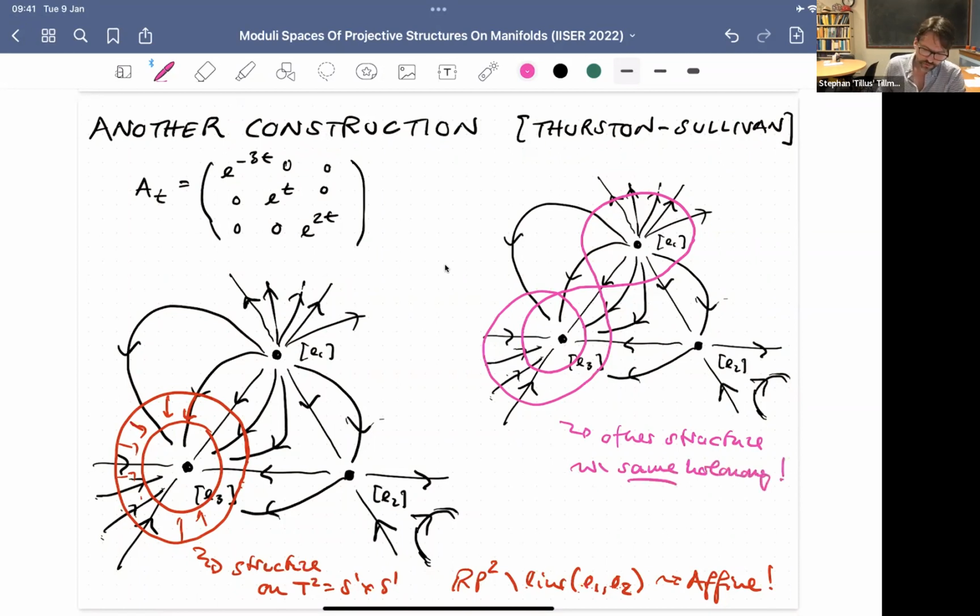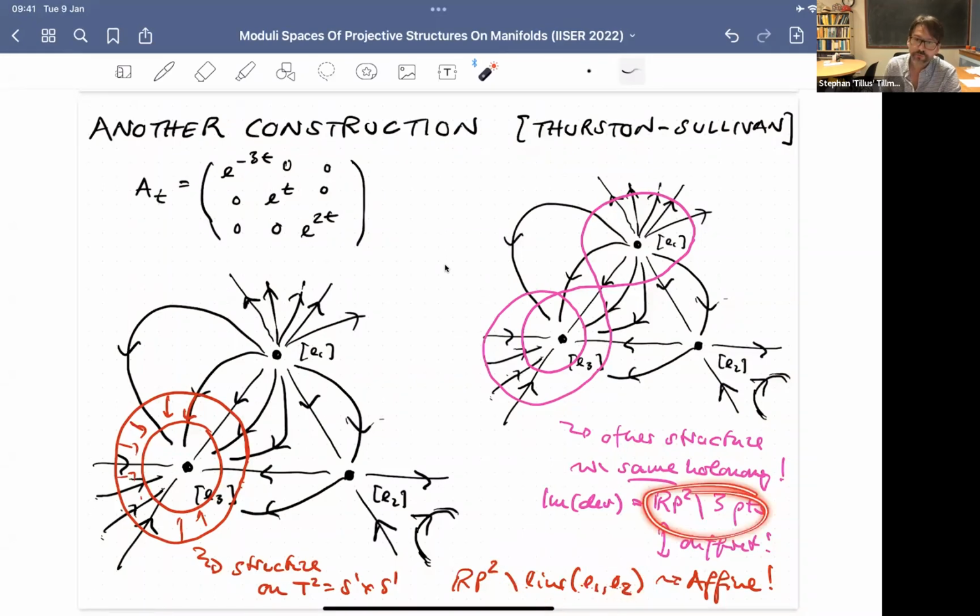Okay, and to see that it's a different structure, you think about what's the image of this developing map? Where can I flow? And you see that really, because of the way I set things up, you basically get everything except for these 3 points. Yeah, so the image of this kind of developing map is RP2 minus 3 points. And so these are certainly different. Here I had RP2 minus a line. Here I have RP2 minus 3 points.